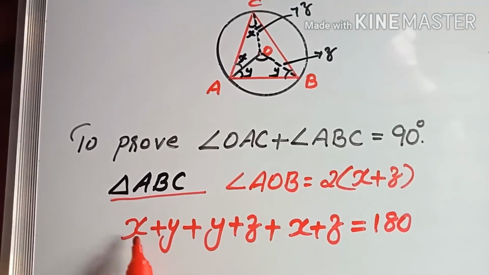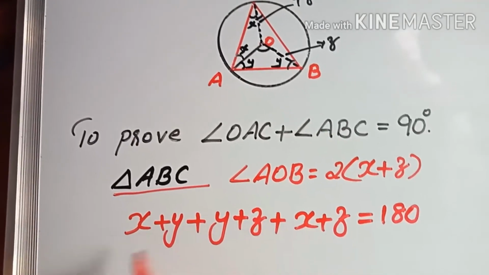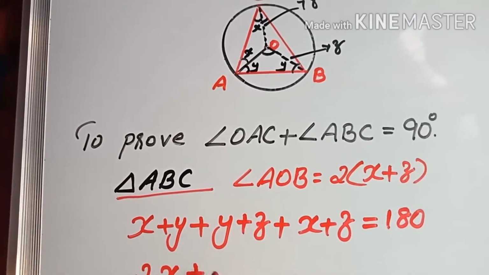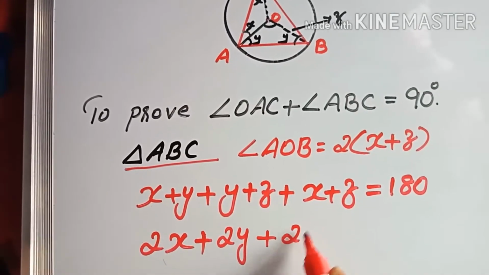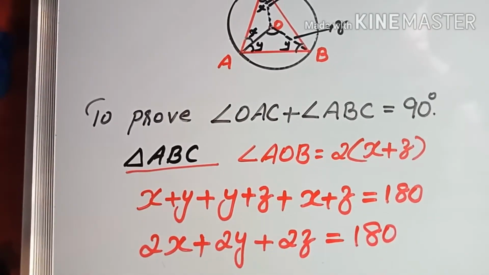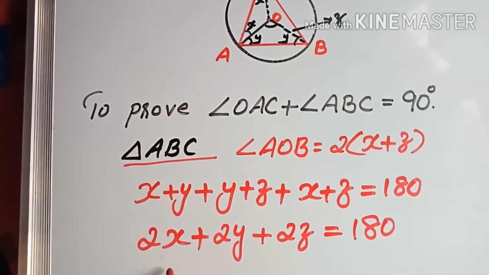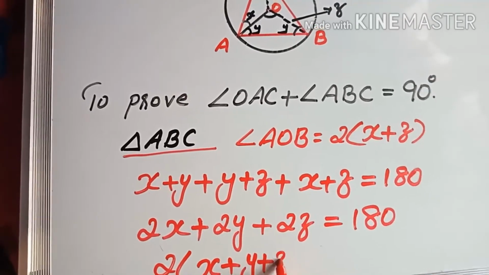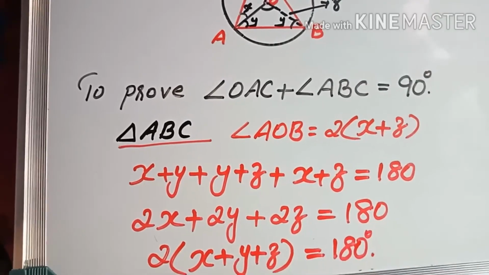Okay, now here let's add all this. How many x here? 1x here, 1x here. So total 2x plus 2y here, so 2y plus 2z. So 2z equal to 180. Okay, now 2 is common here. Let's take it outside. So 2 into x plus y plus z equal to 180 degree.